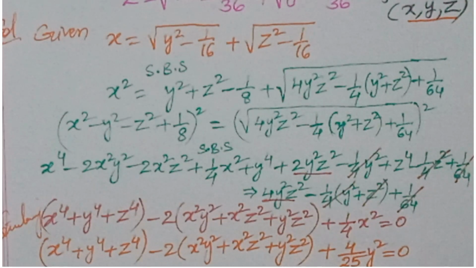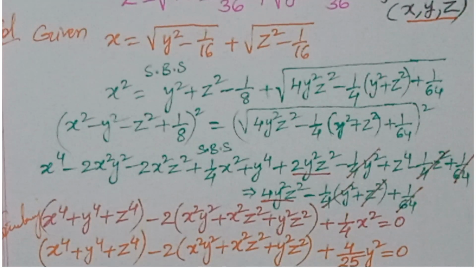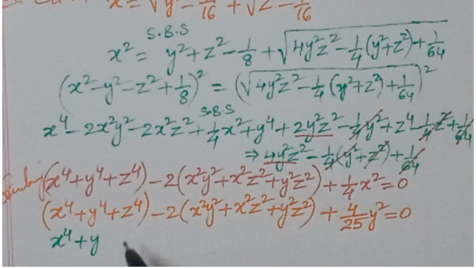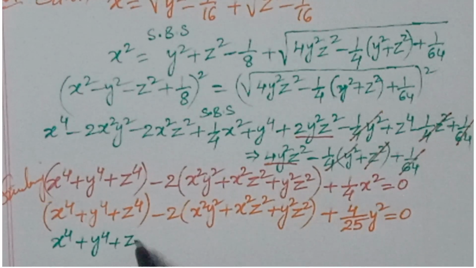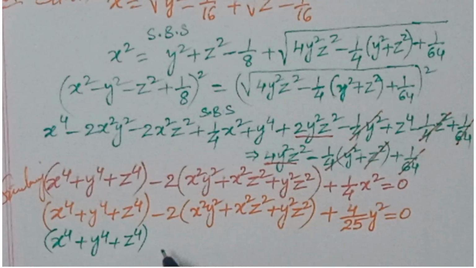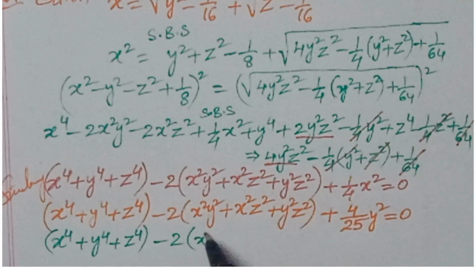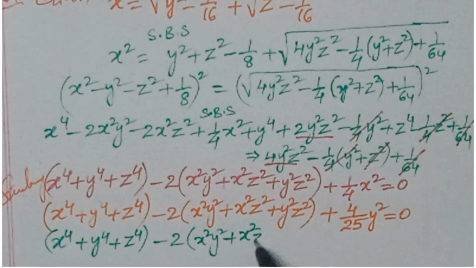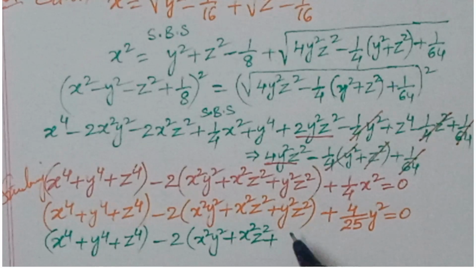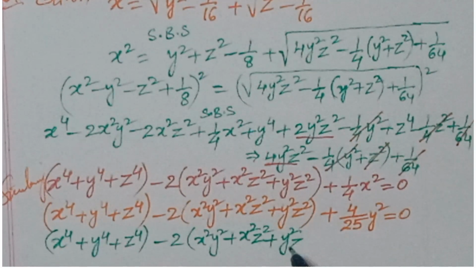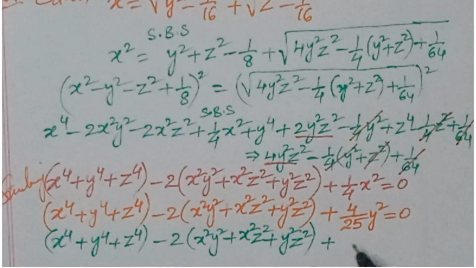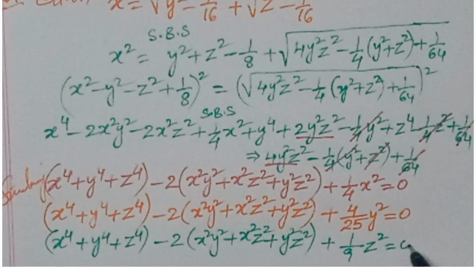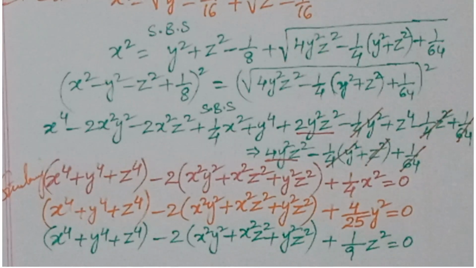Next, the next one you will get x to the power of 4, y to the power of 4 plus z to the power of 4 minus 2 into x square y square, x square z square plus y square z square plus 1 by 9 z square equal to 0. So you are getting these three values.